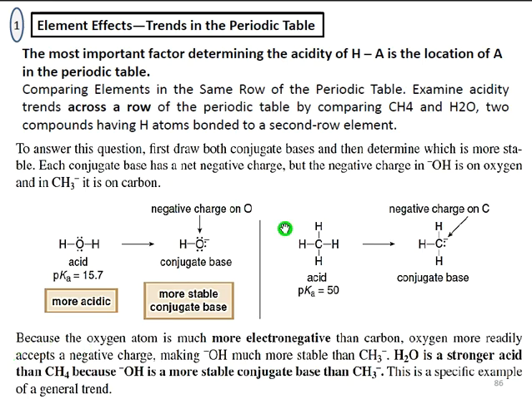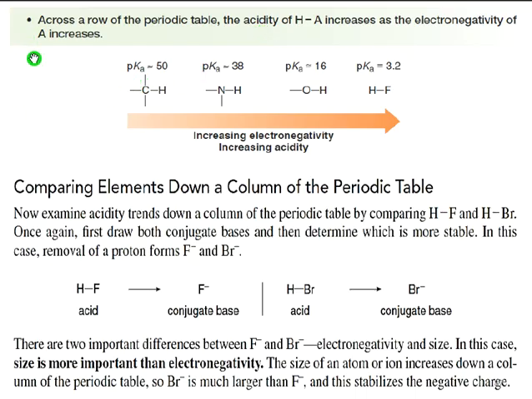Now, across a row of the periodic table, the acidity of HA increases as the electronegativity of the atom increases. Okay, now this is stronger than this. Why? Look at the pKa. This is 3.2; here the pKa is 50. Why? Because fluorine has higher electronegativity than oxygen, and oxygen higher than nitrogen, and nitrogen higher than carbon.